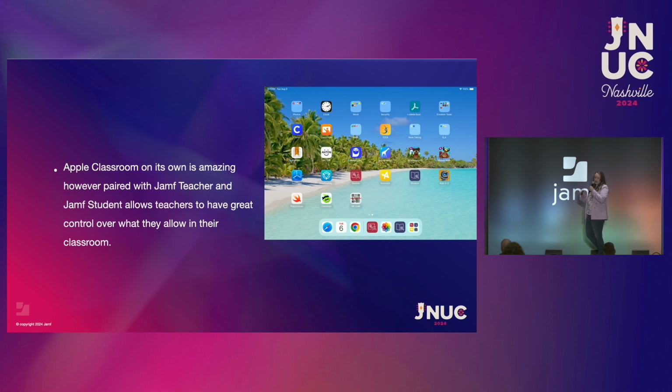But pairing it with Jamf Teacher, I was hearing a lot about it in my meetings, with my curriculum people, the teachers were saying, I need more control. I need all the control. Even though we have lots of filters on the iPads, and we were giving them Apple Classroom with only the apps that they were requesting, they said, no, we need more, like all of the things.